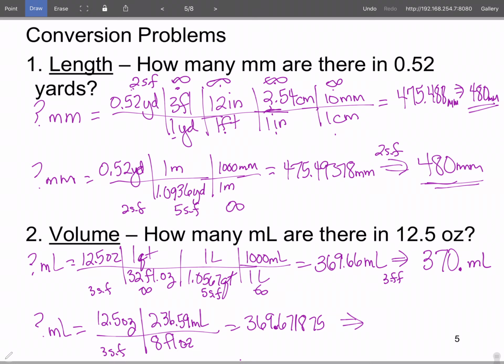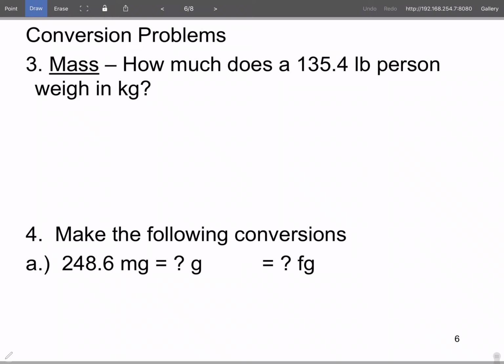This one, the bottom has infinitely many because that's exactly 8, and this is 5 significant figures again. So report in 3 significant figures, which means you come out to 370 again. Again, you can use any conversion that's legal. You're not allowed to make up conversions. I cannot stress that enough. And the reason I stress that is because obviously people have done it. Don't do that.